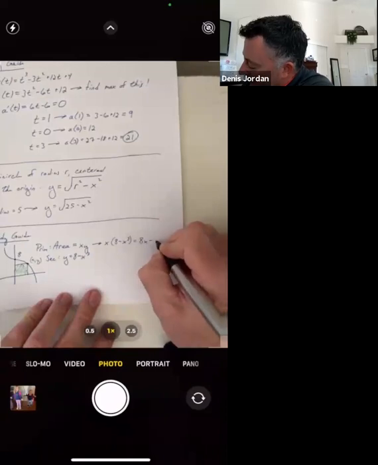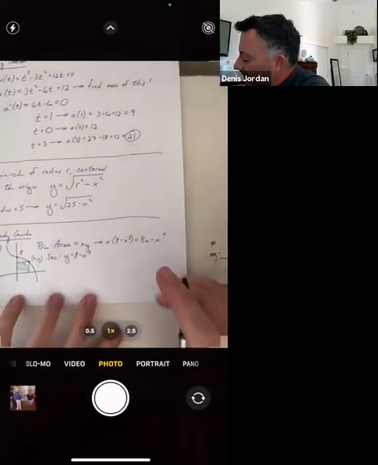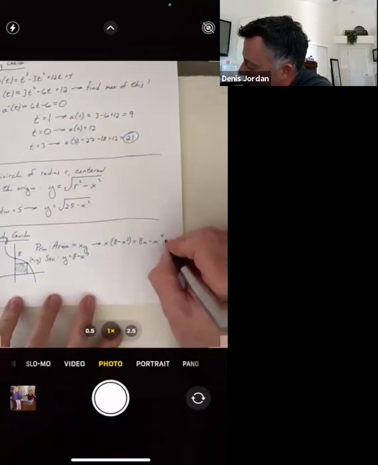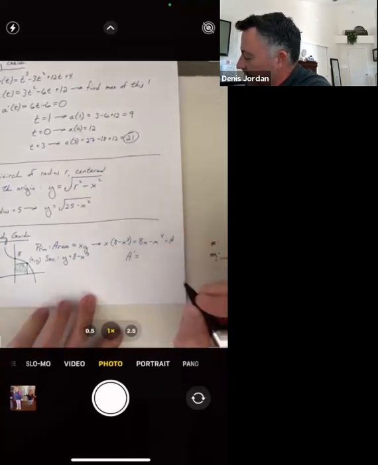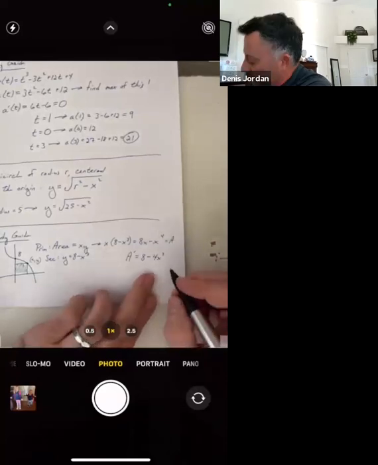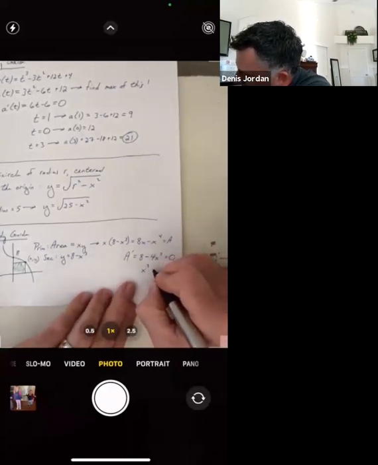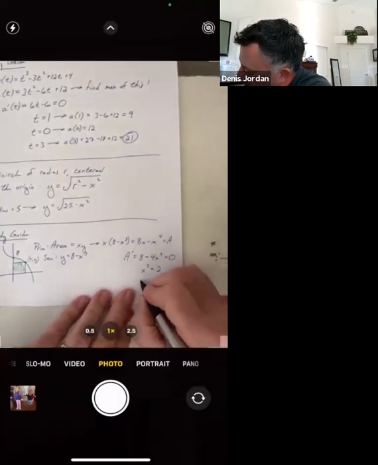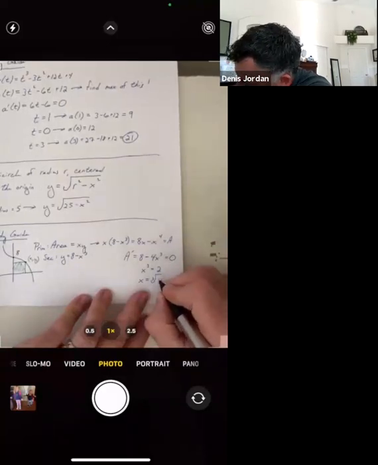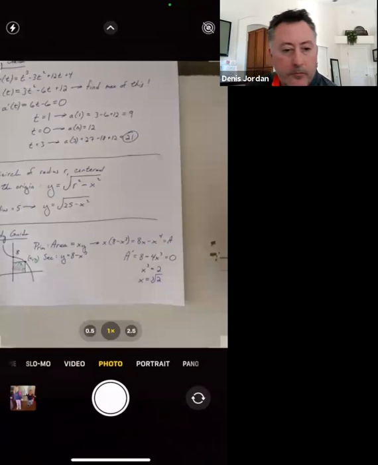And I would just go ahead and distribute it. And this is your area, so that's what you want to maximize. You have to get this derivative: 8 minus 4x to the third. Set it equal to 0. So x to the third is going to equal 2, so x is going to be the cube root of 2. You don't have any units, so there are no units to worry about.